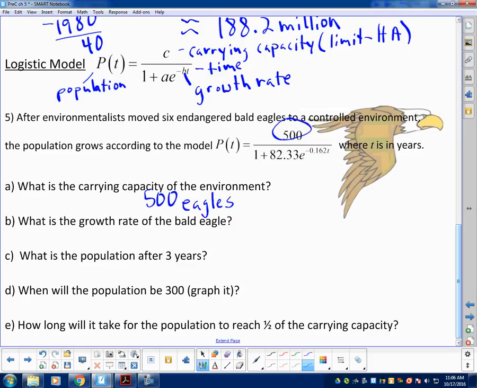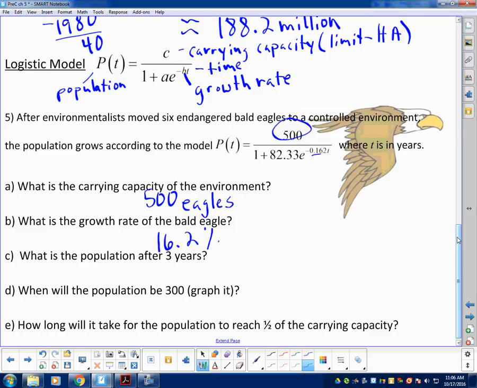What is the growth rate of the bald eagles? That we can pull right out of the equation. Can you change it to a percentage? Yeah, 16.2%. So moving the decimal over. What is the population after 3 years? Yeah, I put 3 in there.